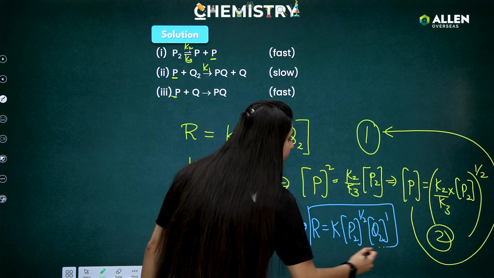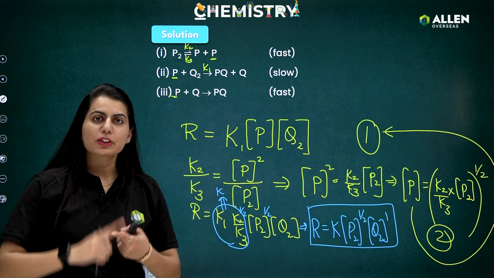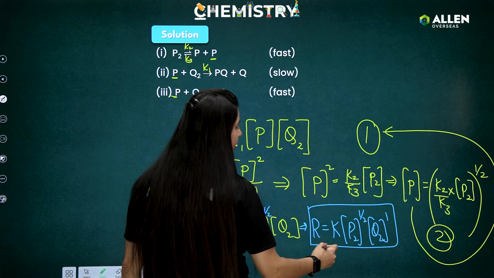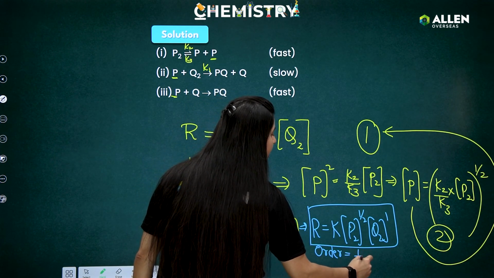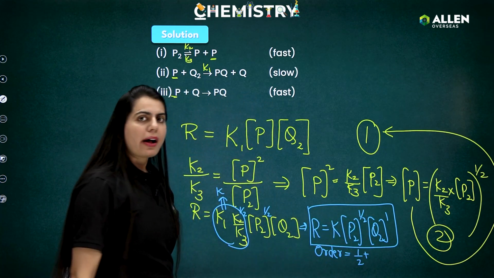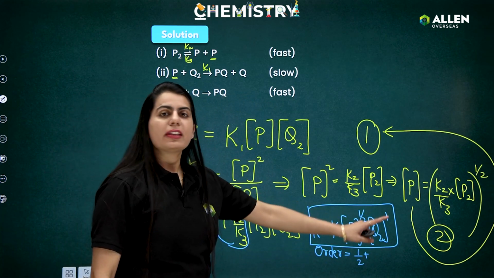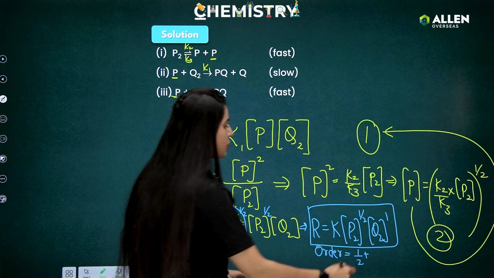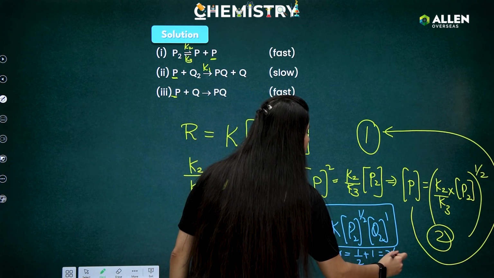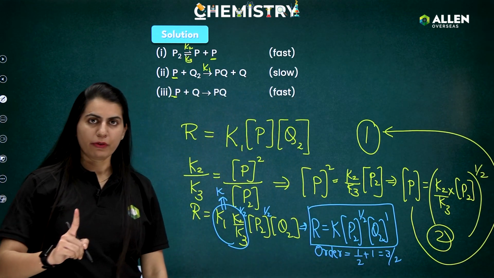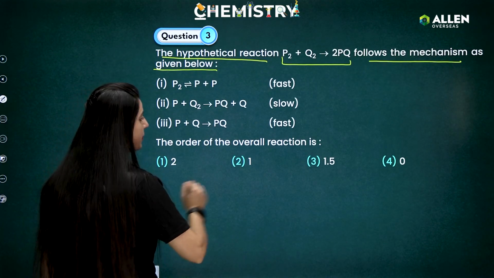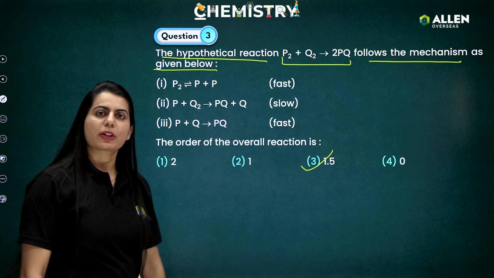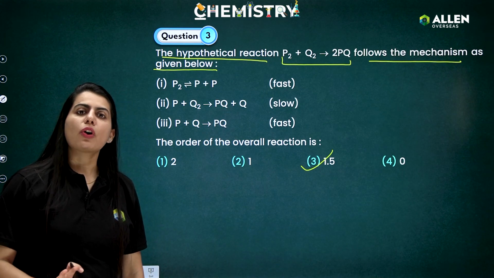And from this final rate law expression, I can conclude that my order for this particular complex reaction will be the summation of the powers of these reactant concentrations, which comes out to be 3 by 2. So I'll be saying the order for this complex reaction will be 1.5. So that will be our answer for this particular question. I hope everybody has got it till here.